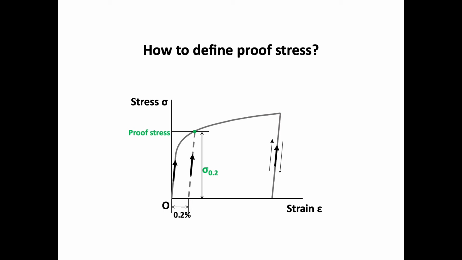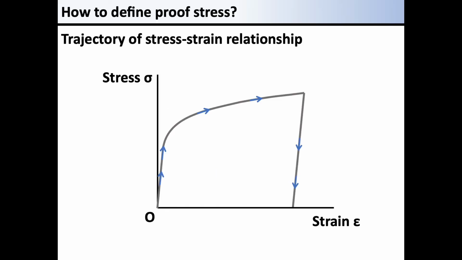Here, I am introducing how to define the proof stress. The diagram describes a typical trajectory of the relationship between stress and strain when applying a load on a material, and then unloading after exceeding the linear relationship in the elastic field.